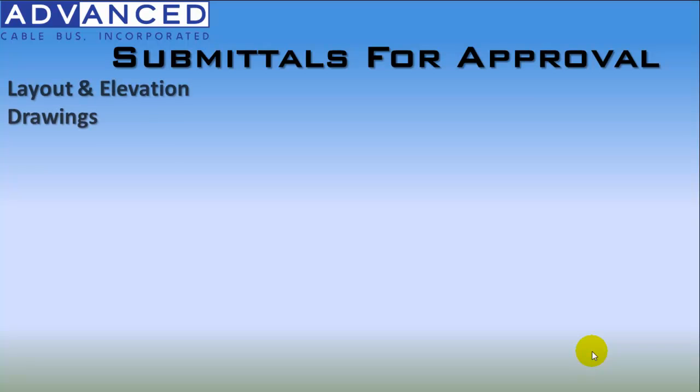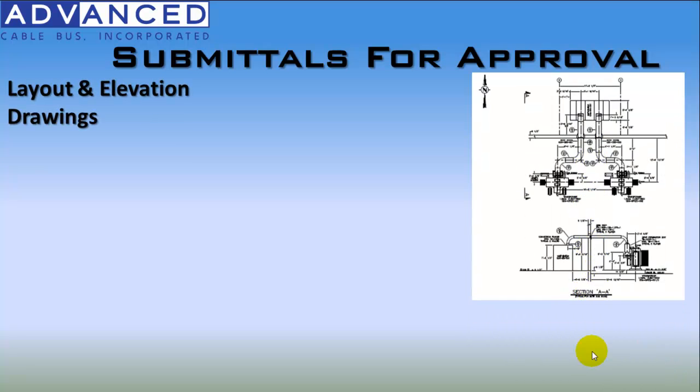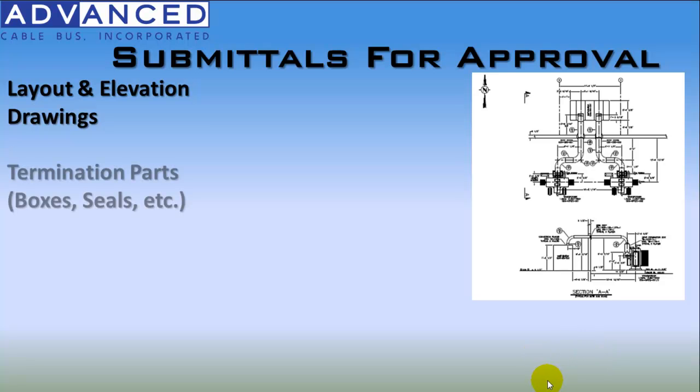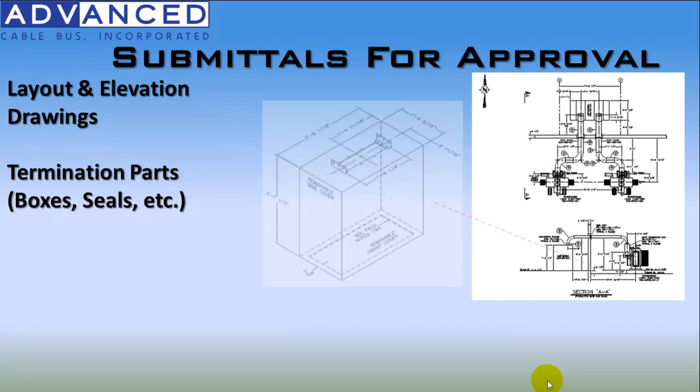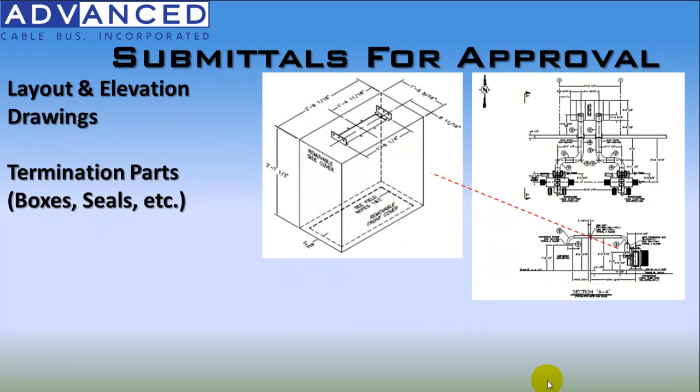So the drawings that we will submit for approval will include layout and elevation drawings that would show the plan view and elevation view of the site, showing the routing of the cable bus and the key dimensions that would allow our clients to review it against their site data or their design to make any corrections or approvals. For the termination parts, we will submit individual drawings as needed.